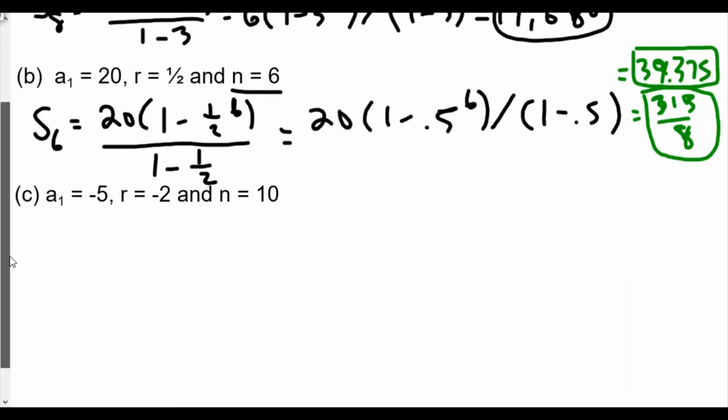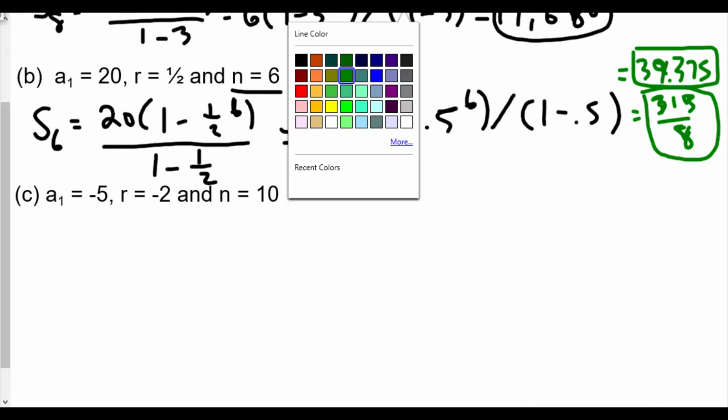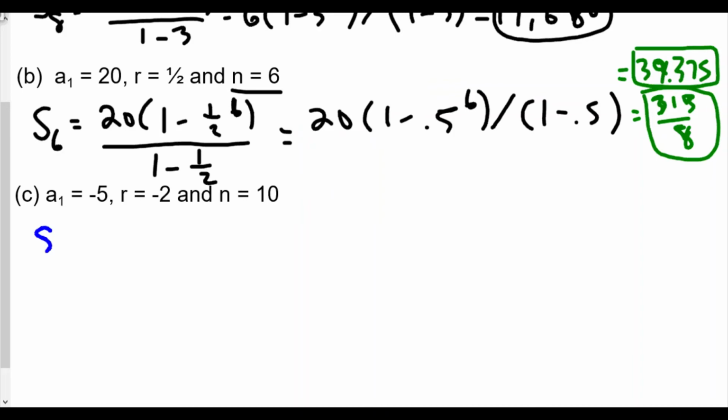And so now for C, again, same formula, except this time our A1 is negative. So we use this here. S of 10 is equal to A1, which is negative 5. So I'll put parentheses on negative 5. You don't have to, but it's okay. Times 1 minus.